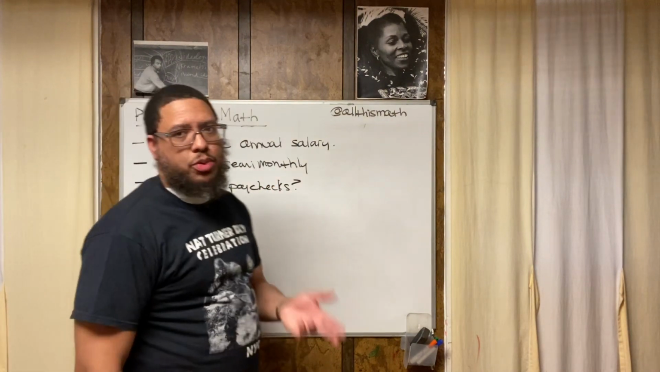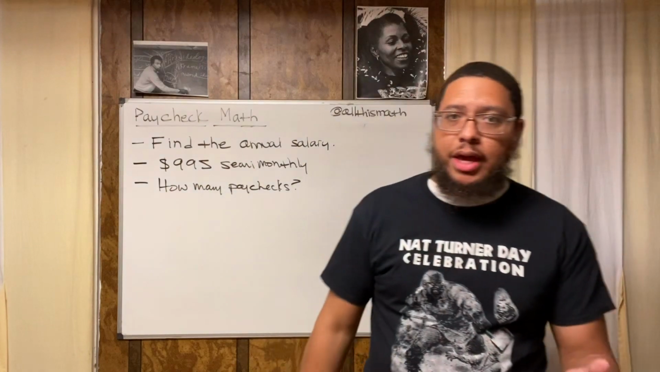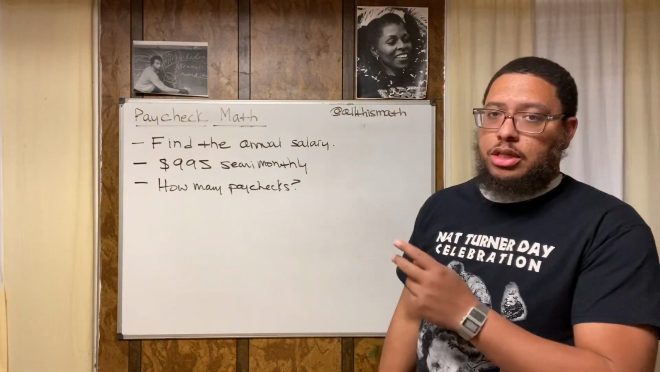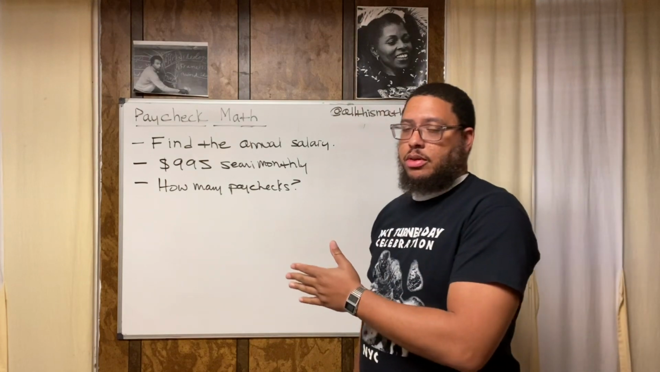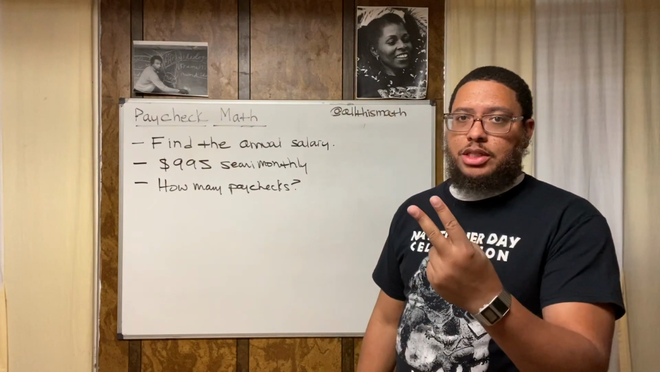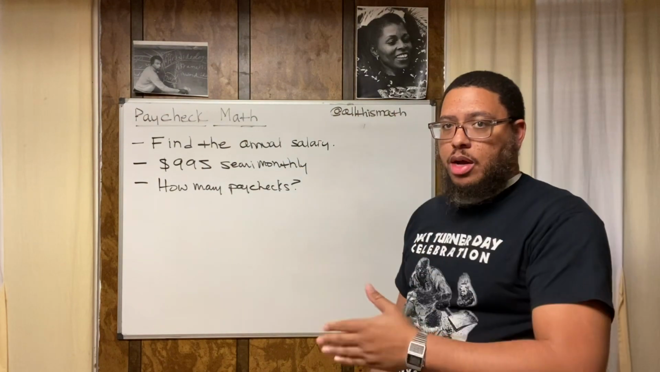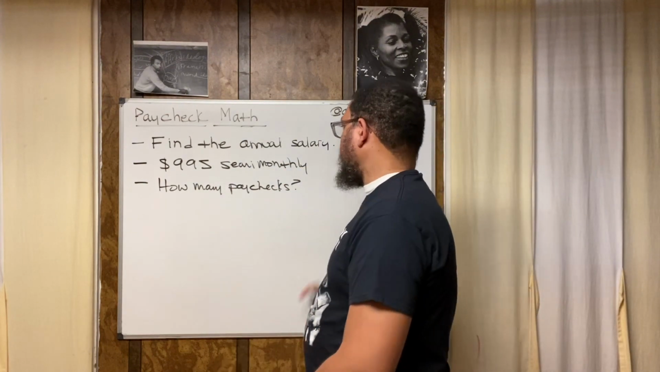So if they're getting paid twice a month, and we accept the fact that there are 12 months in a year, then we would just need to do 2 times 12, right? Because there are 2 paychecks in 1 month, but we're dealing with 12 months total. So 2 times 12 is 24.